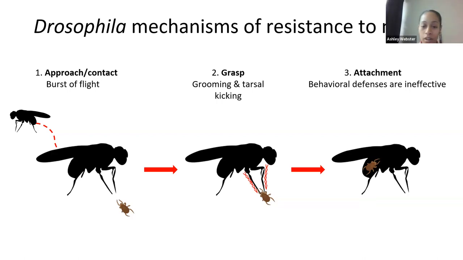In the second, which is grabs, the mite is attempting to attach to the fly, but they have these behavioral defenses, such as grooming and tarsal kicking, that again allows them to avoid infection. In the third, which is attachment, the mite has successfully attached to the fly, and the behavioral defenses have become ineffective, leaving them no way to remove the mite.